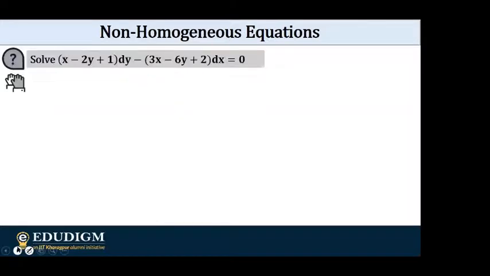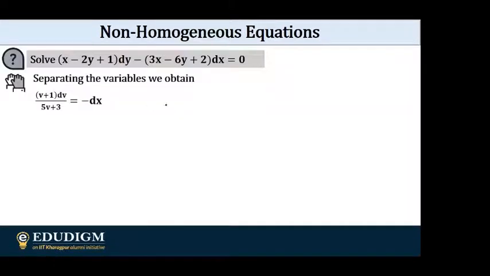So now we separate the variables. If you remember, this was actually v dash. V dash was equal to this, 5v plus 3 by this one, along with the negative sign. So dv dx is this. We separate the variables. All right.